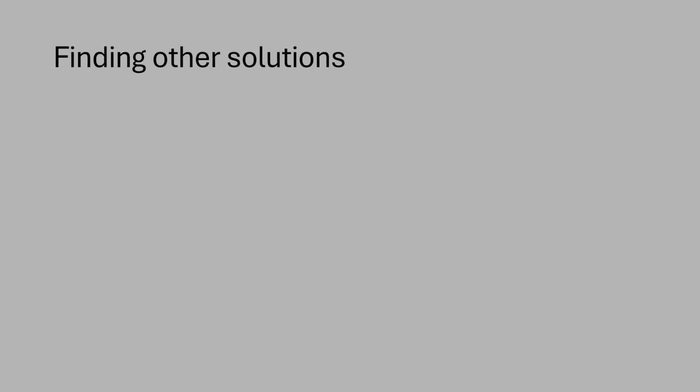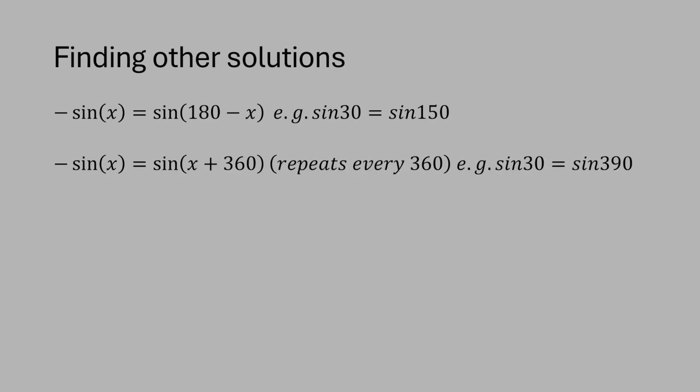So we're going to be finding other solutions to trig equations. And what I mean by that is stuff like this. So sine of any angle will equal sine of 180 minus that angle. So again, sin 130 equals sin 150. They both equal a half. And you can think about the graph for that one. Next, we have sine graphs repeat every 360 degrees, which means that stuff like sin 30 equals sin 390.